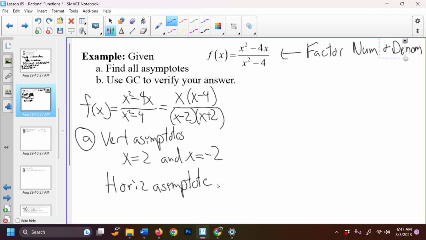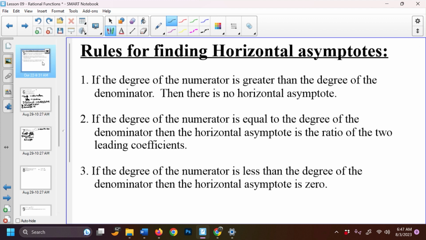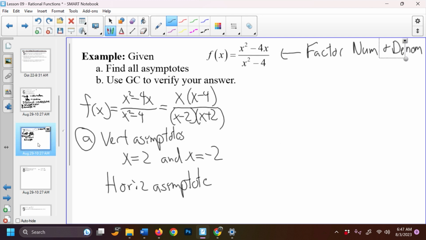I will again go back to that list of 3 things and compare my degrees. If the degree of the numerator is equal to the degree of the denominator, then the horizontal asymptote is the ratio of the two leading coefficients. So if I go back to this example, my degree of the numerator is 2, the degree of the denominator is 2, so my horizontal asymptote is going to be the ratio of the leading coefficients. In this case, I have a 1 and a 1. 1 over 1 is 1, so my horizontal asymptote is going to be y is equal to 1.